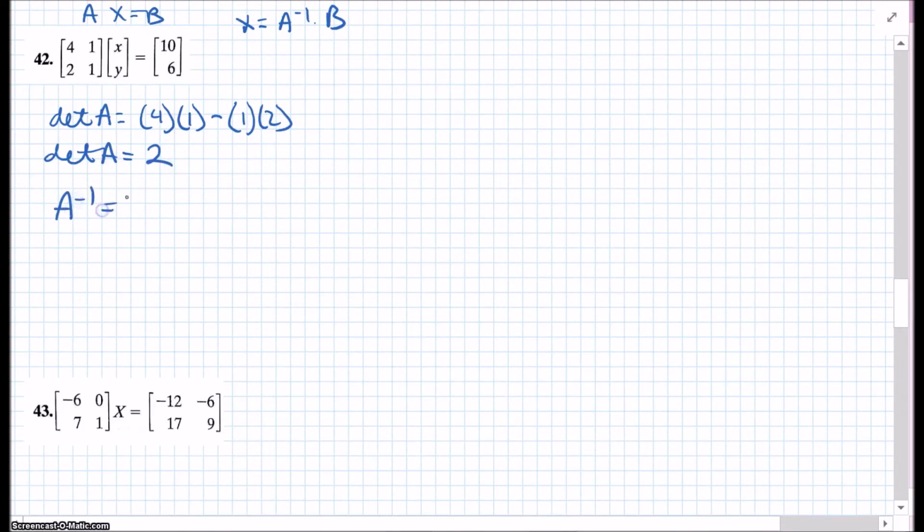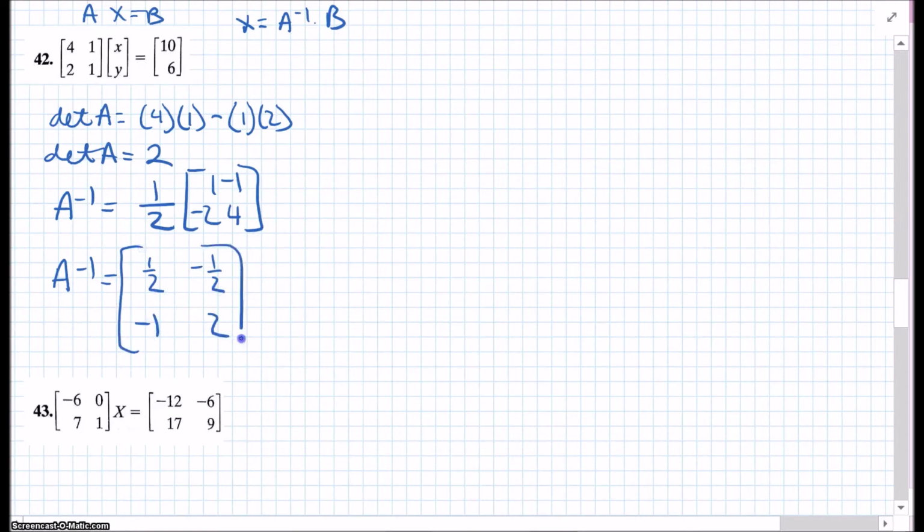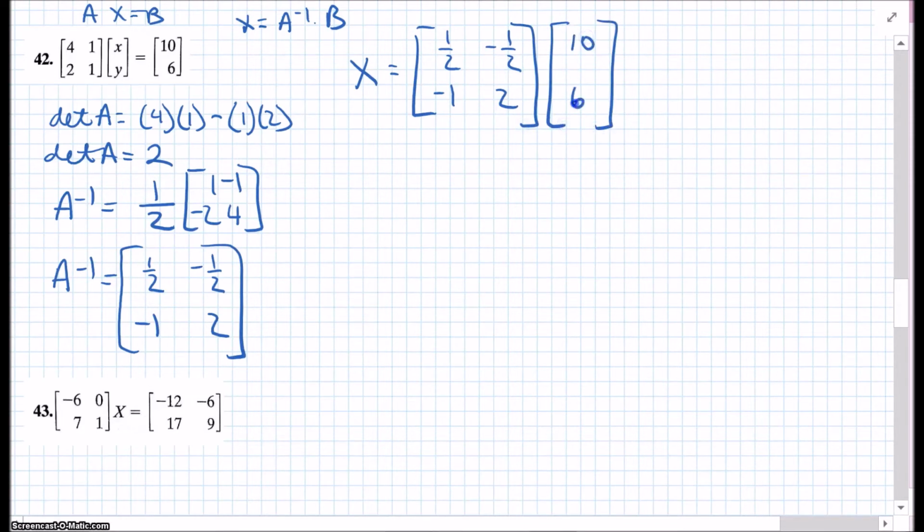So the inverse of A is 1 over the determinant. Flip your D and A, negative B, negative C. So my inverse of A is going to be 1/2, negative 1/2, negative 1, and 2. So X equals inverse of A, 1/2, negative 1/2, negative 1, 2, times matrix B, or my constant matrix, which is 10 and 6.